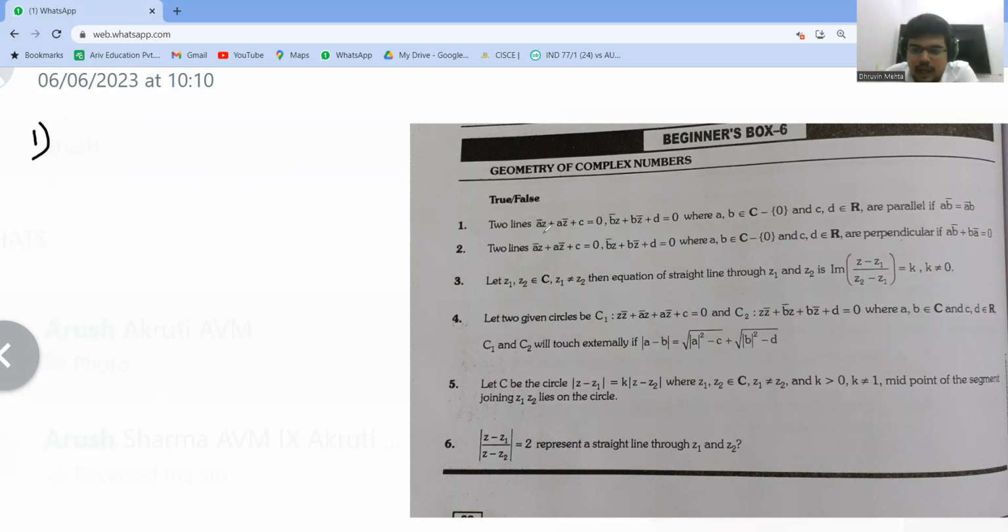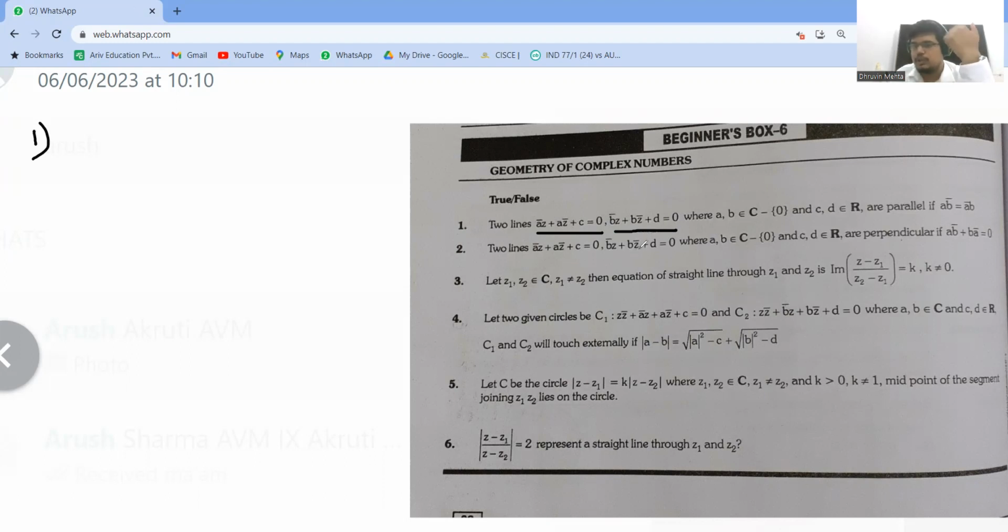They are saying two lines: a bar z plus a z bar plus c equal to 0, and b bar z plus b z bar plus d equal to 0, where a and b are complex numbers, c and d are real numbers. So c and d are just random numbers and a and b will be in terms of i. So these are equations of lines in the complex plane.